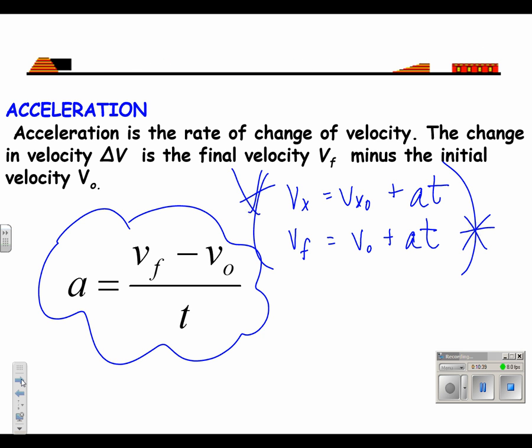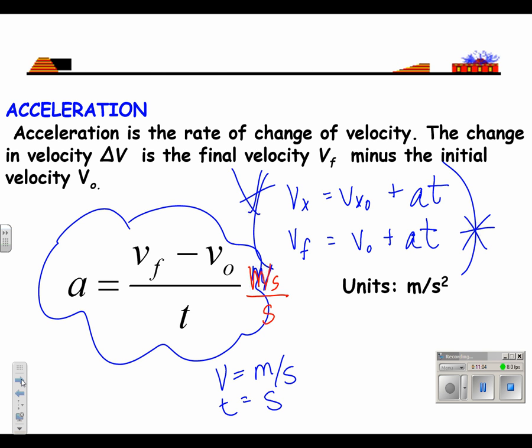So our velocities will always be in meters per second, and our time will always be in seconds. So your units on your acceleration will always be meters per second squared, because your velocity is in meters per second over seconds. So that's one of the equations that you can write down.